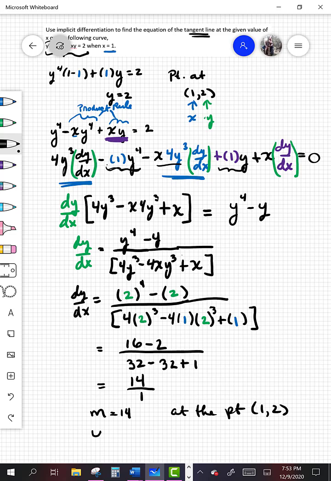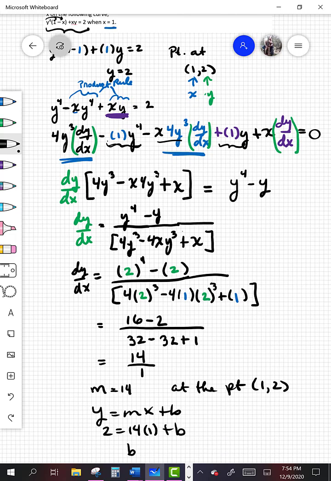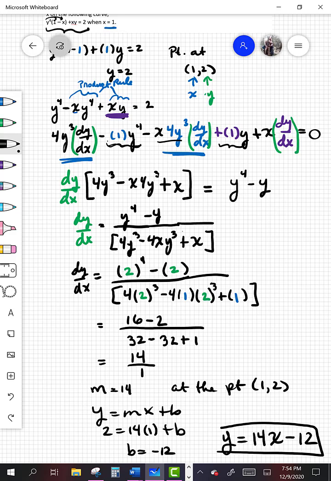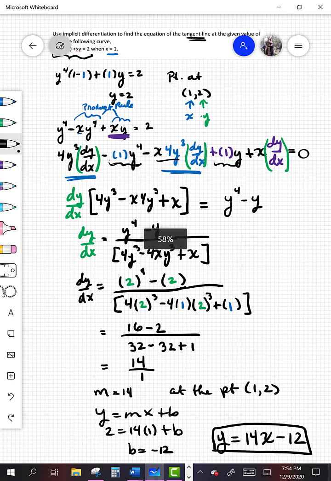So y equals mx plus b, we can plug in our slope, our point and figure out what b is. So I know 2 is equal to 14 times x, which is 1, plus b. So b is equal to 2 minus 14, which is negative 12. So the equation of the tangent line, you should have had y is equal to our slope 14 times x plus b, which is minus 12. So this problem here was worth 10 points.